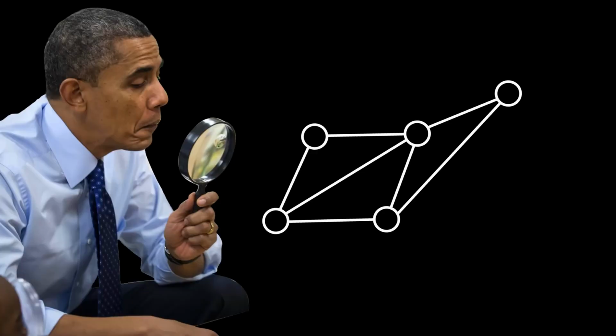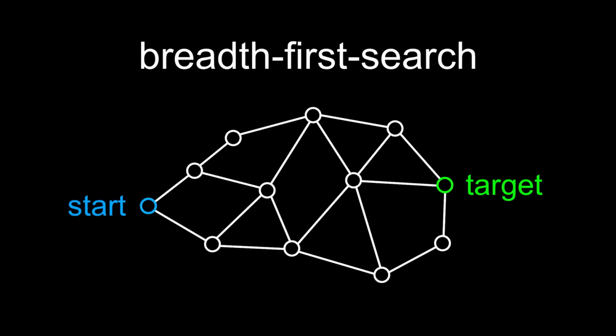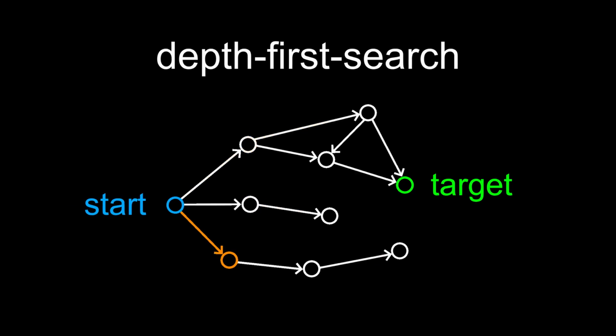There's 2 main ways to search a graph. Breadth first search starts at one node and moves out layer by layer until it finds the target node for the first time. Depth first search explores every single path fully until it reaches a dead end. Then it backtracks to the last node with a different path and continues from there in the same way until it finds the target node.